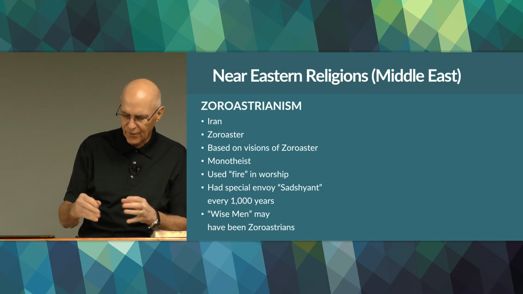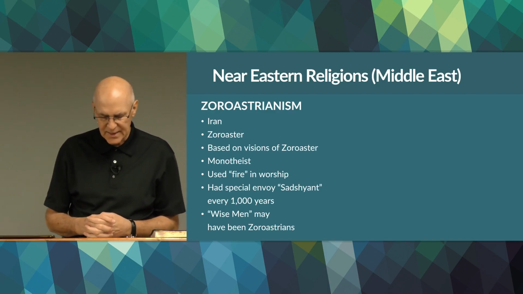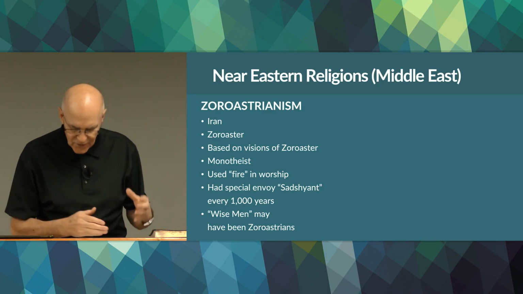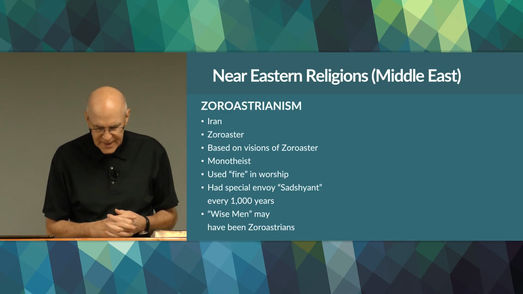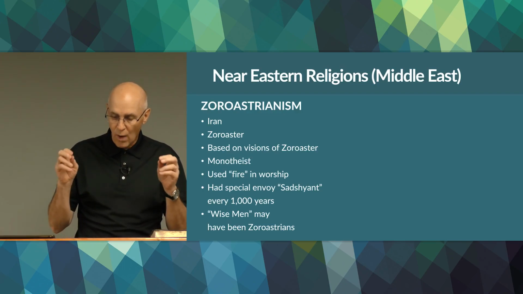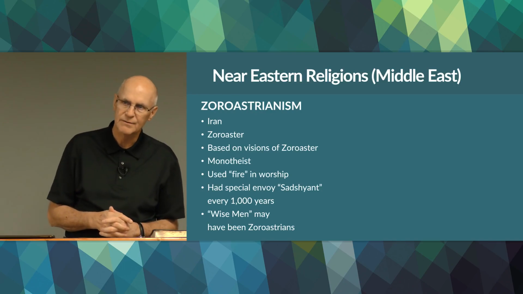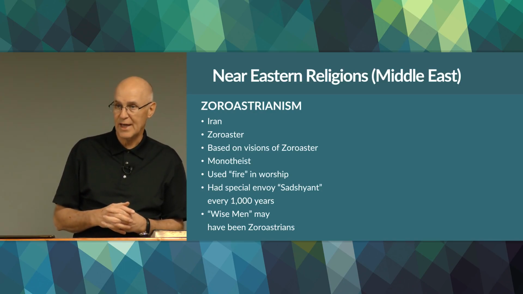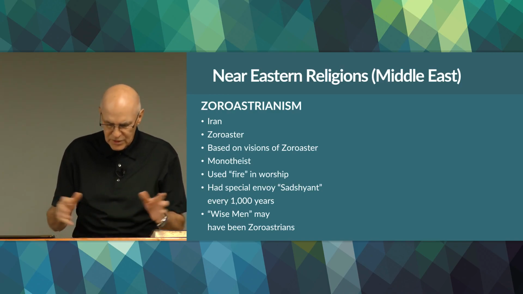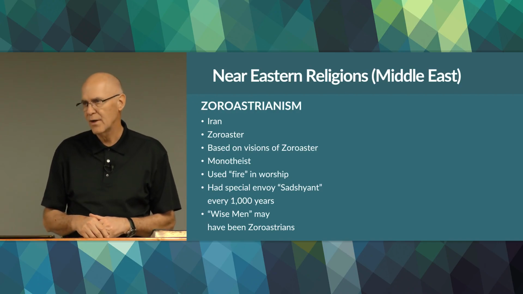They used fire in their worship system. They believed that God sent a special envoy every 1,000 years called a Saoshyant. Some think that the wise men who visited Jesus were Zoroastrians. There are only a few thousand of them left today. They live mostly in Mumbai, which is the former Bombay area of India.